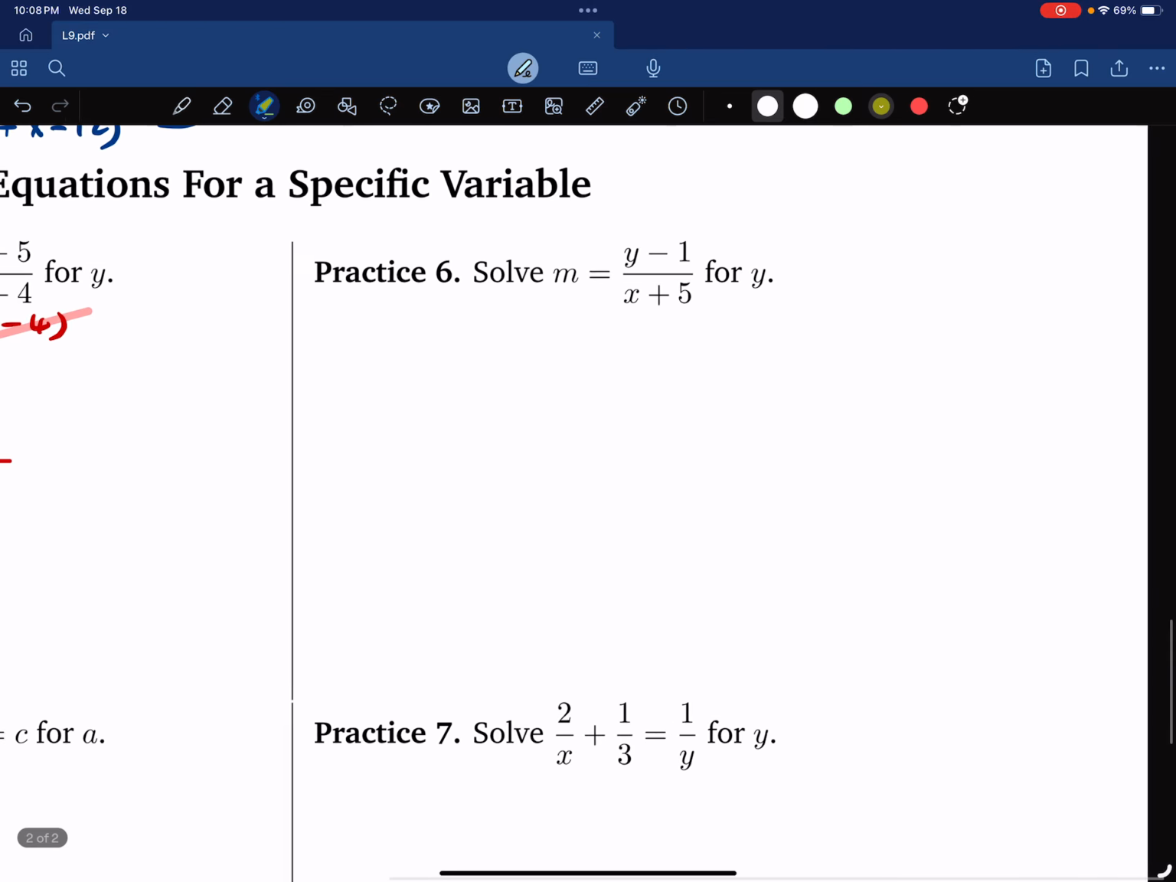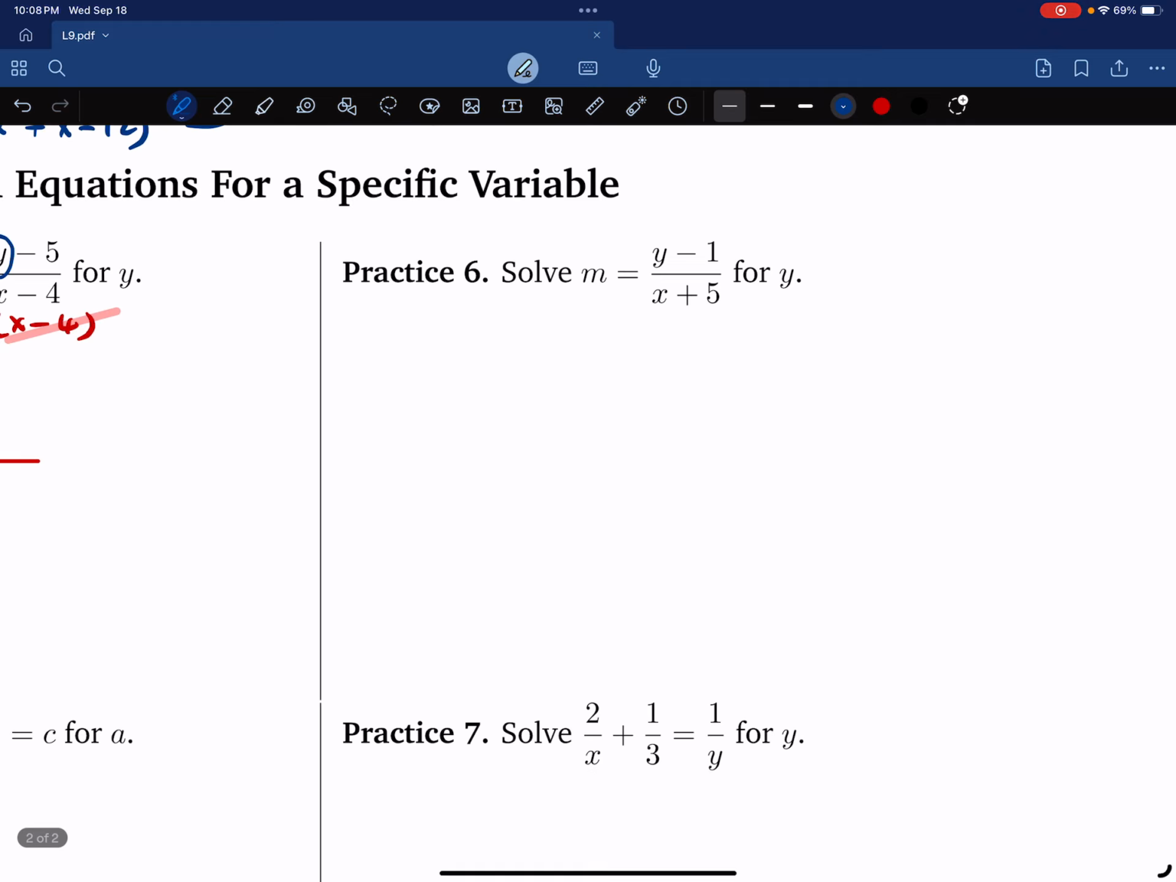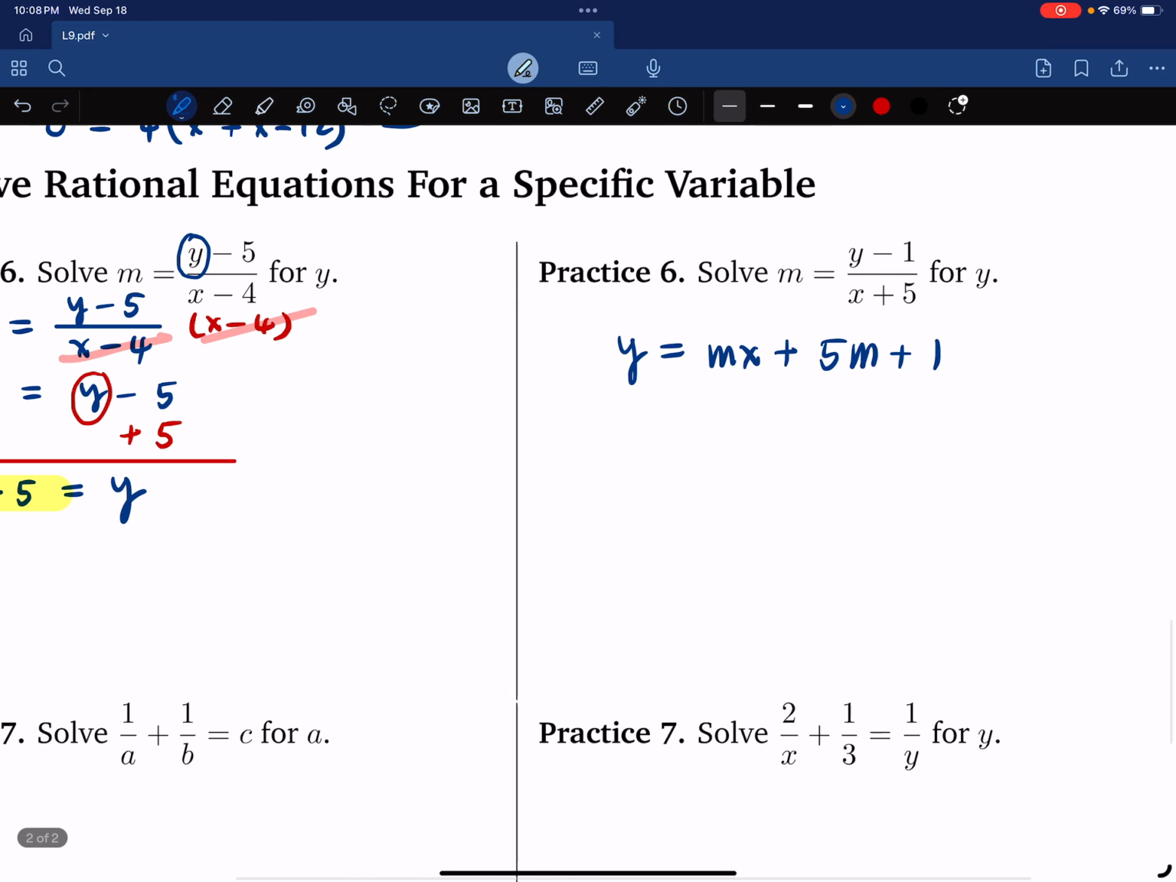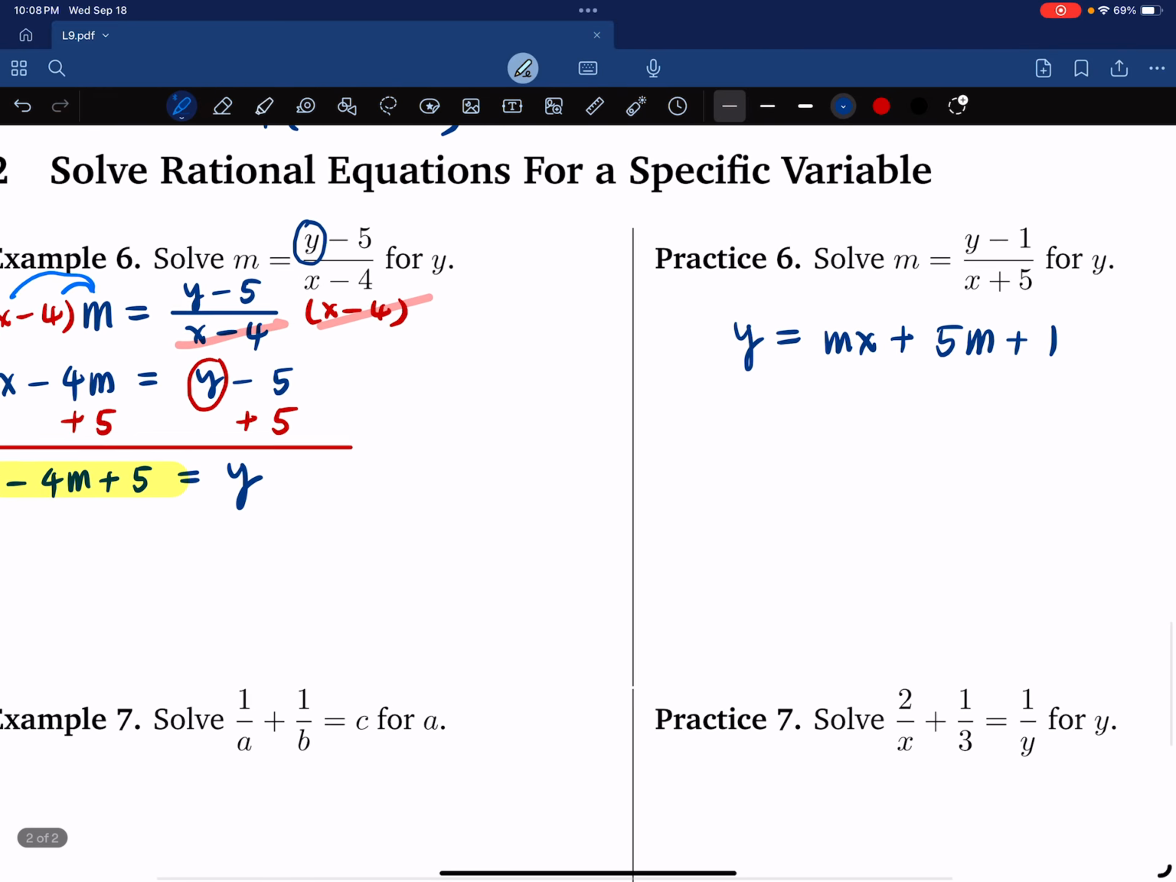Okay, let's use practice 6 as a practice. Okay, hopefully you did this one. So I'm going to give you the solutions. Y is mx plus 5n plus 1. So it's very similar to example 6.